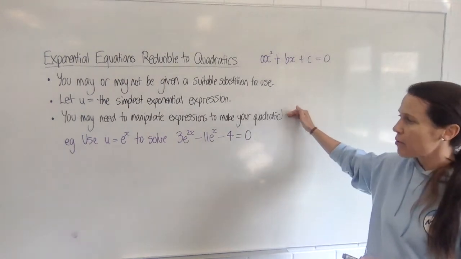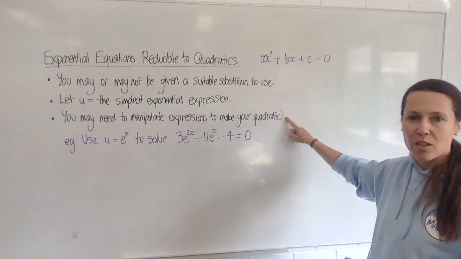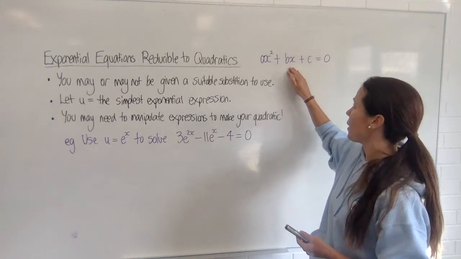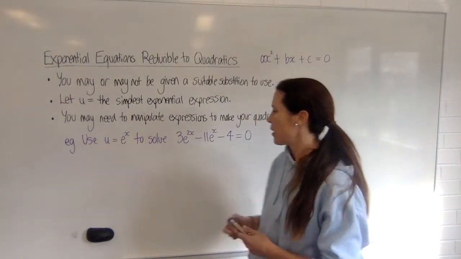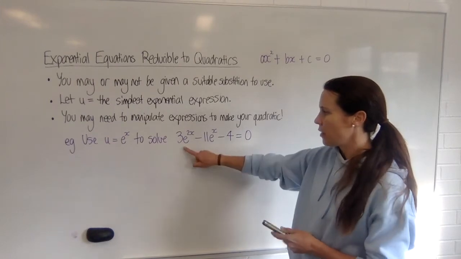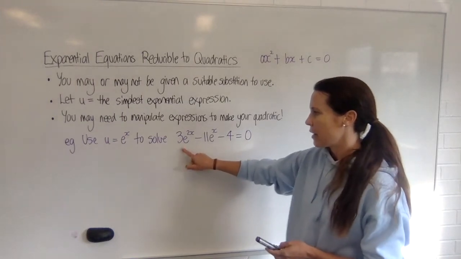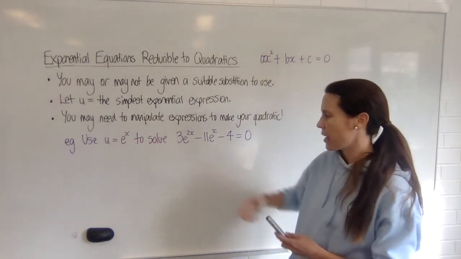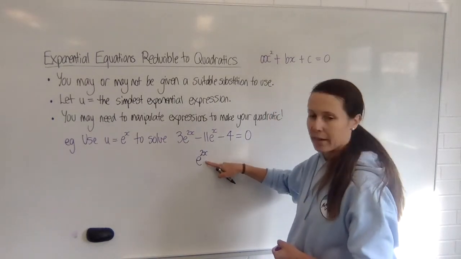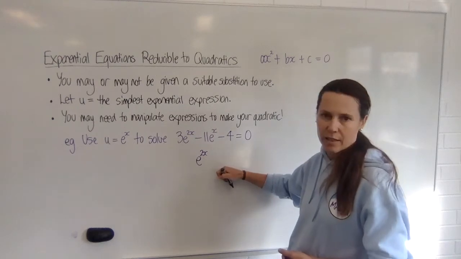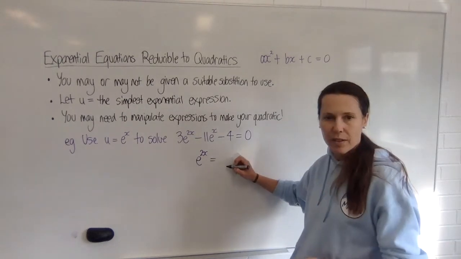Now, a word of warning, you might need to manipulate some expressions to make your quadratic look like this. So in this example here, we can use the substitution we've been given. A little bit of thinking to do beforehand is that e to the power of x is not what we have here. So if you just jot down the exponential part here, note the number of disguises this thing has. Some of them will be useful and some won't.